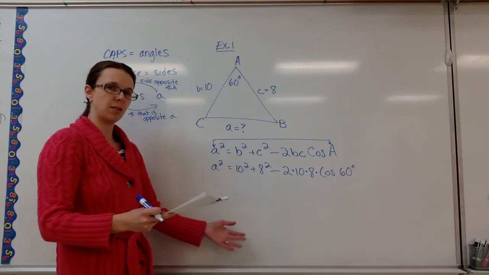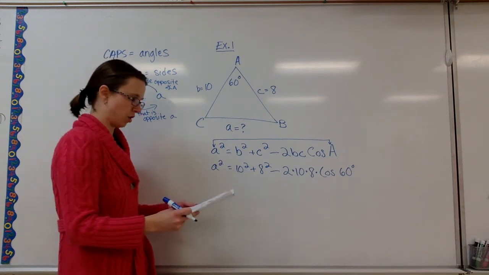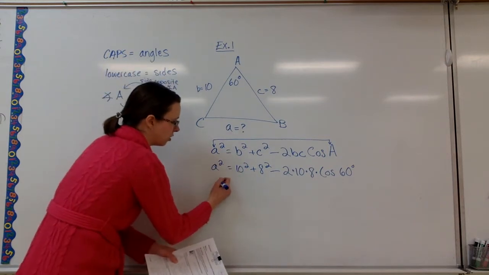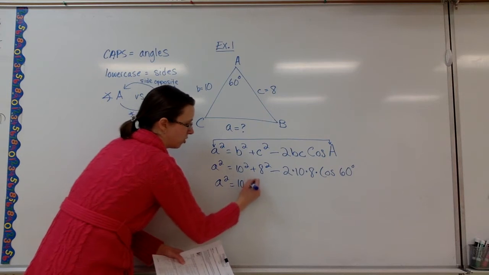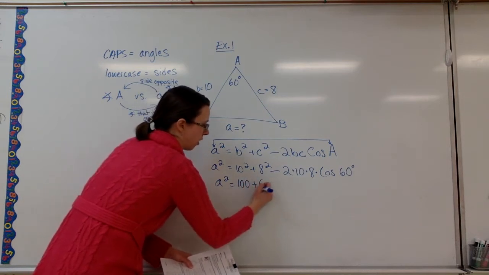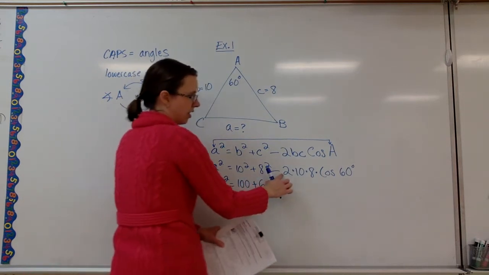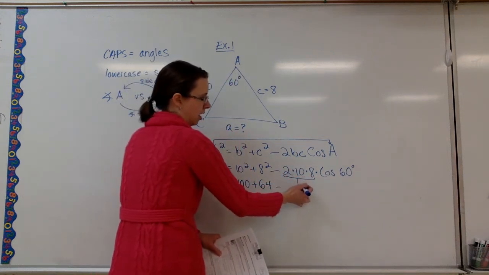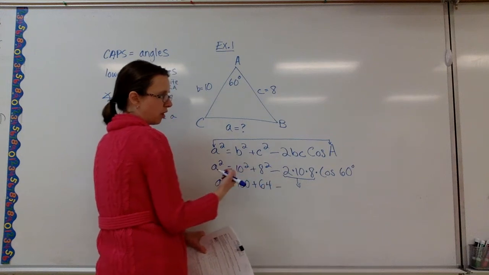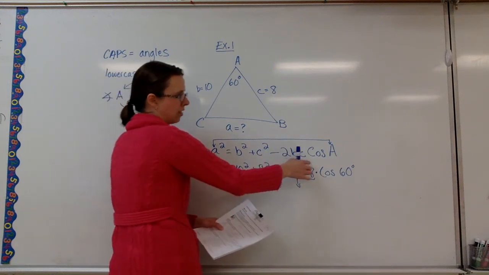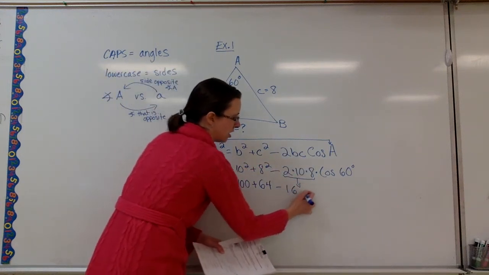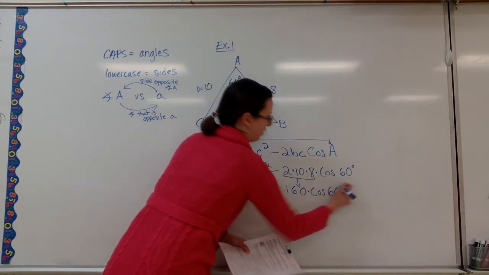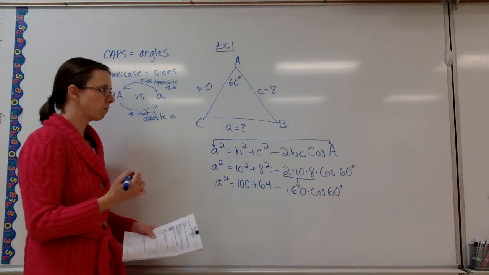So the numbers that you see me put up here, you can find using your calculator, okay? The next step is just to simplify. So we have a squared equals 100 plus 64 minus, and then I always just multiply these three numbers out and put that as the coefficient in front of the cosine. So 2 times 10 times 8 is 160. And then that's 160 times cosine of 60, okay?